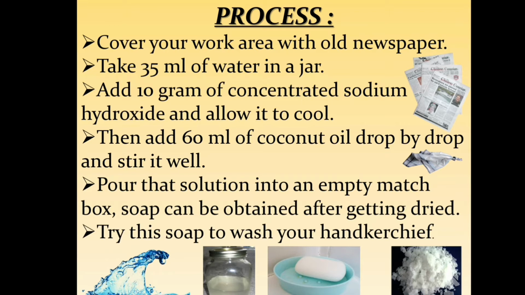So, to prepare a soap, what is the process? You have to cover your area with an old newspaper. You take 35 ml of water in a jar. To that water, you add 10 gram of concentrated sodium hydroxide and allow it to cool. And then you add 60 ml of coconut oil drop by drop, stirring the water and the sodium hydroxide well.